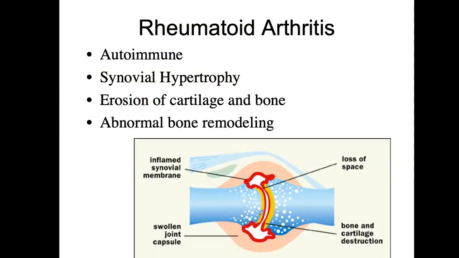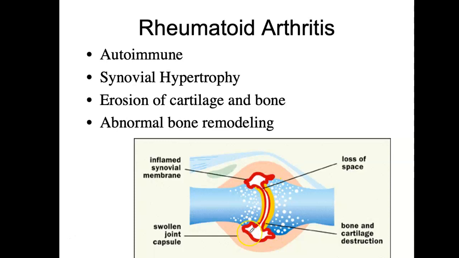Now, I want to make a big distinction between that and rheumatoid arthritis. Rheumatoid arthritis is an autoimmune disorder. It's a disorder where you create antibodies against that joint. So you're starting to break down that cartilage, break down that bone. So there's hypertrophy, okay, not just breaking down, but this synovial membrane gets inflamed.